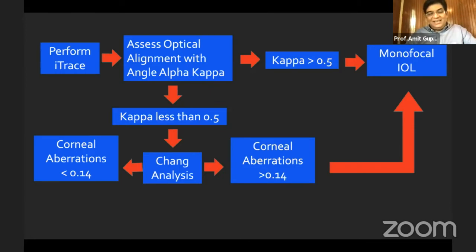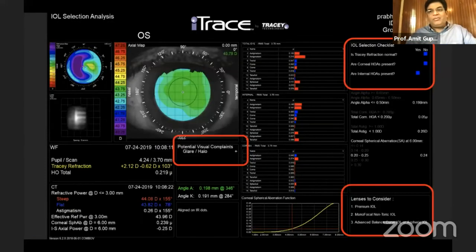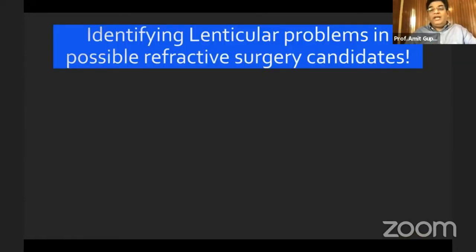If the corneal aberrations are less than 0.14, then we look at the IOL selection screen, and then we can go ahead and plan for a toric or a multifocal IOL. So this is just an example of a patient. This is the IOL selection analysis. It even gives the potential visual complaints, and it matches very well with what patients say in my experience. It tells us at a glance whether the corneal and internal aberrations are taken care of when we do the cataract surgery, and also whether this patient is a fit candidate for a premium IOL, as in this case he is. Also identifying lenticular problems in possible refractive surgery candidates.